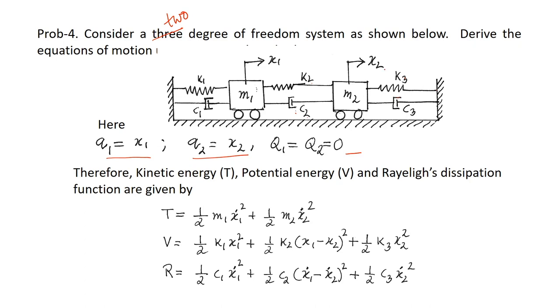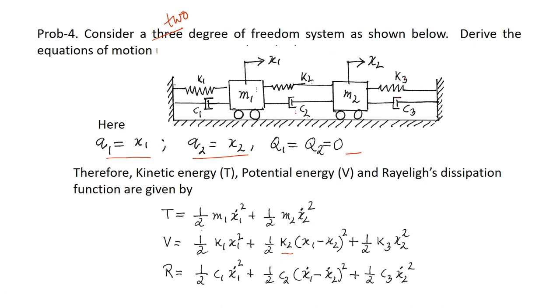So, with that condition depicted in the figure, now we can write down the equations of kinetic energy and potential energy, because they will depend on the relative displacement and velocity. For the mass m 1, the kinetic energy is half m 1 x 1 dot square, and for mass m 2, the kinetic energy is half m 2 x 2 dot square. Potential energy is half k 1 x 1 square plus half k 2 into the relative displacement between the two ends of the spring k 2.